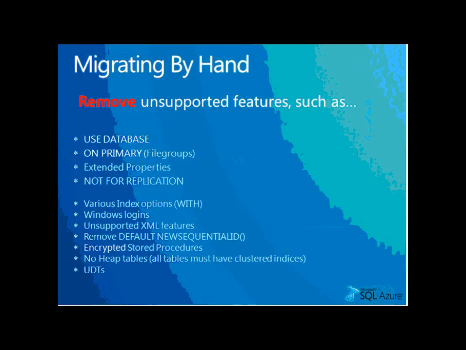Now, if you for some reason just wanted to generate a script, you could remove all the various aspects that were not supported manually if you needed that level of control. And again, I've got references to it, but just to go over some of the things. You can't have a USE to switch databases. You can't have an ON PRIMARY. You can't have extended properties. You can't have NOT FOR REPLICATION. You can't have certain index options. You can't have Windows logins. You can't have unsupported XML features. You can't have NEWSEQUENTIALID. You can't have encrypted stored procedures. One that I have actually run into in migrations is you cannot have heap tables, not allowed, and you can't have user-defined types.